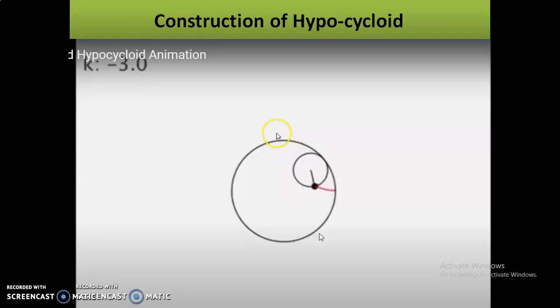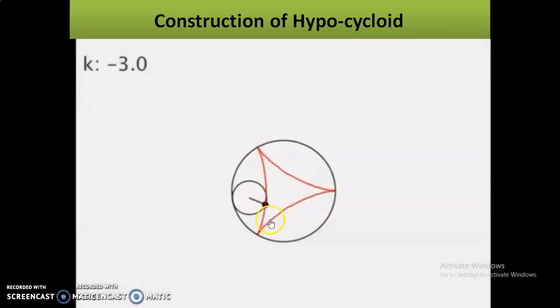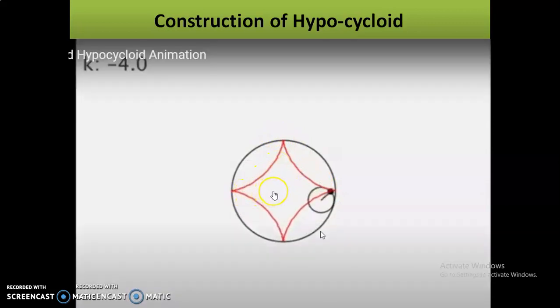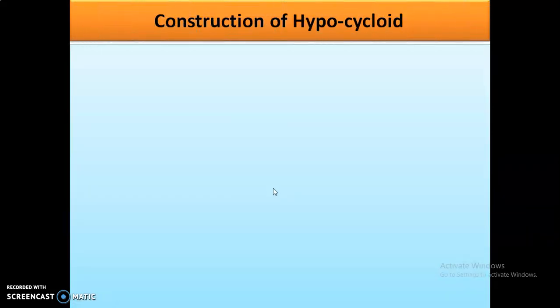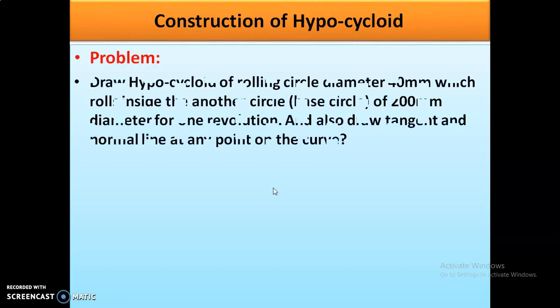See here, this is a base circle. In this base circle we have a small circle. It is rolling inside the base circle. It is forming one type of curve that is called hypocycloid. So this is one hypocycloid, this is another hypocycloid, like this. Okay. So next we will see a problem.